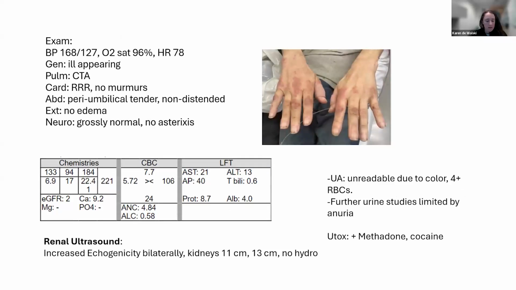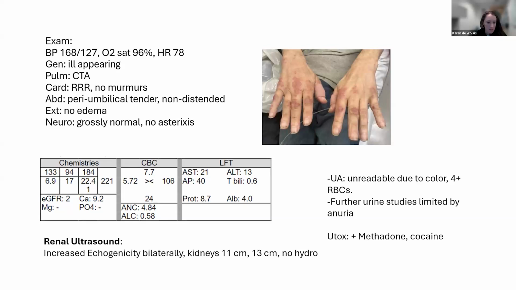Slide. So his initial exam was notable for generally ill appearance, and you can see the rash there, which was predominantly on his hands, and it did go up through his arms a little bit as well. He did not have edema. He had some tenderness in his abdomen.